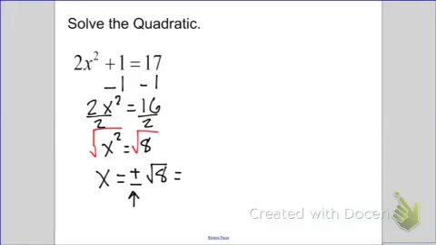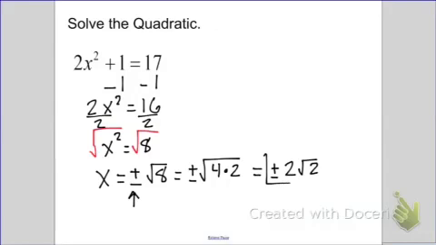It does have factors that are perfect squares. Its factors are 4 and 2. And we can square root the 4, but we cannot square root the 2. So my final answer is positive and negative 2 square root 2.